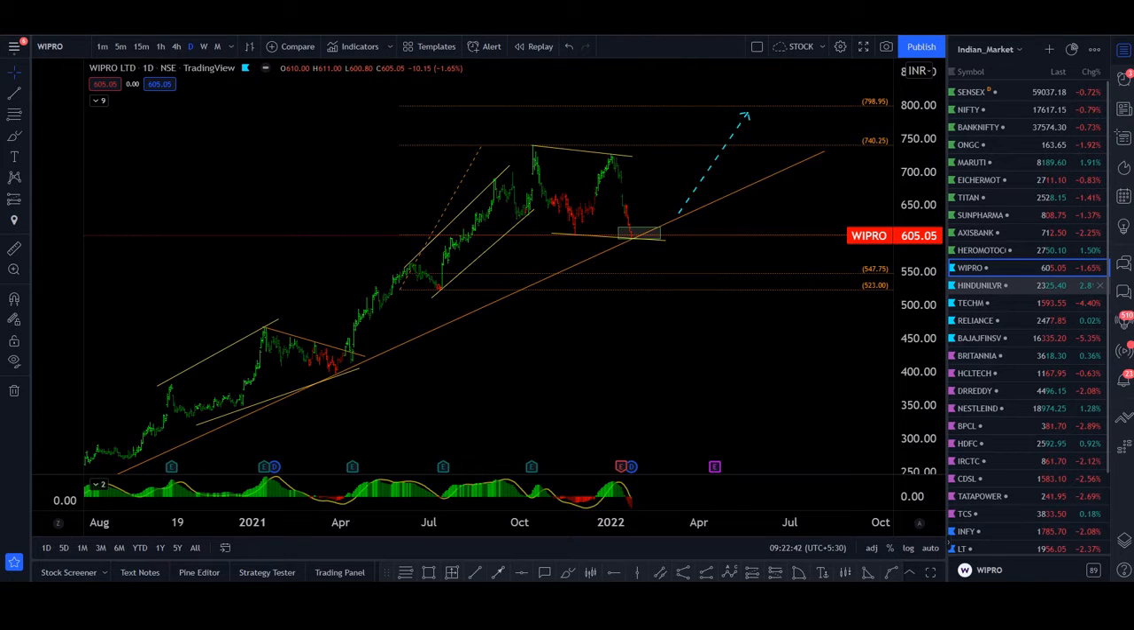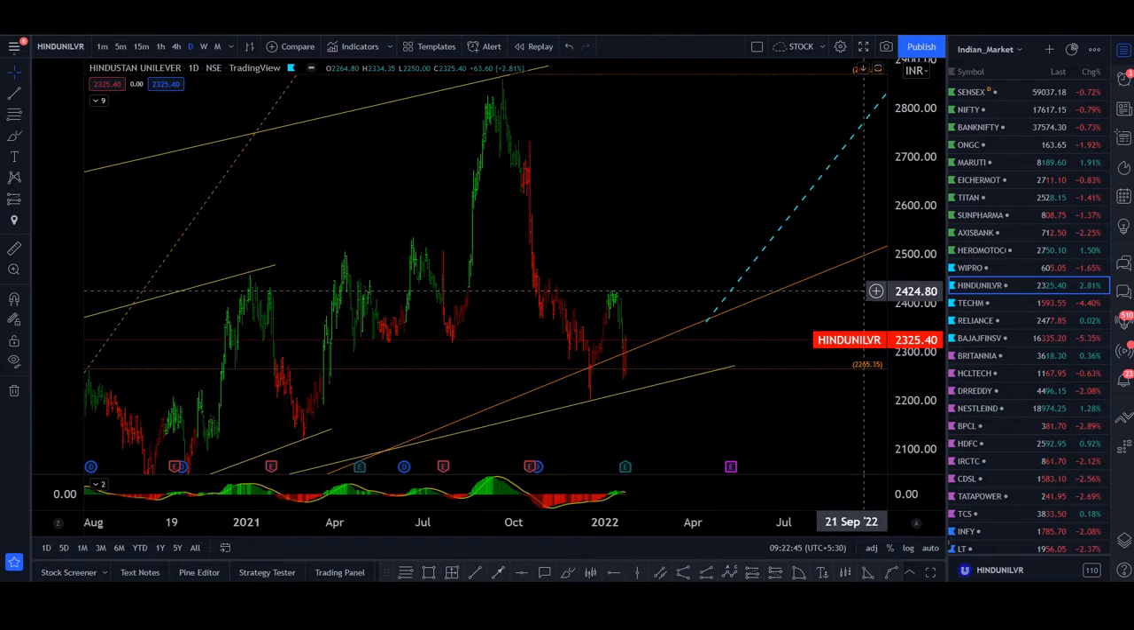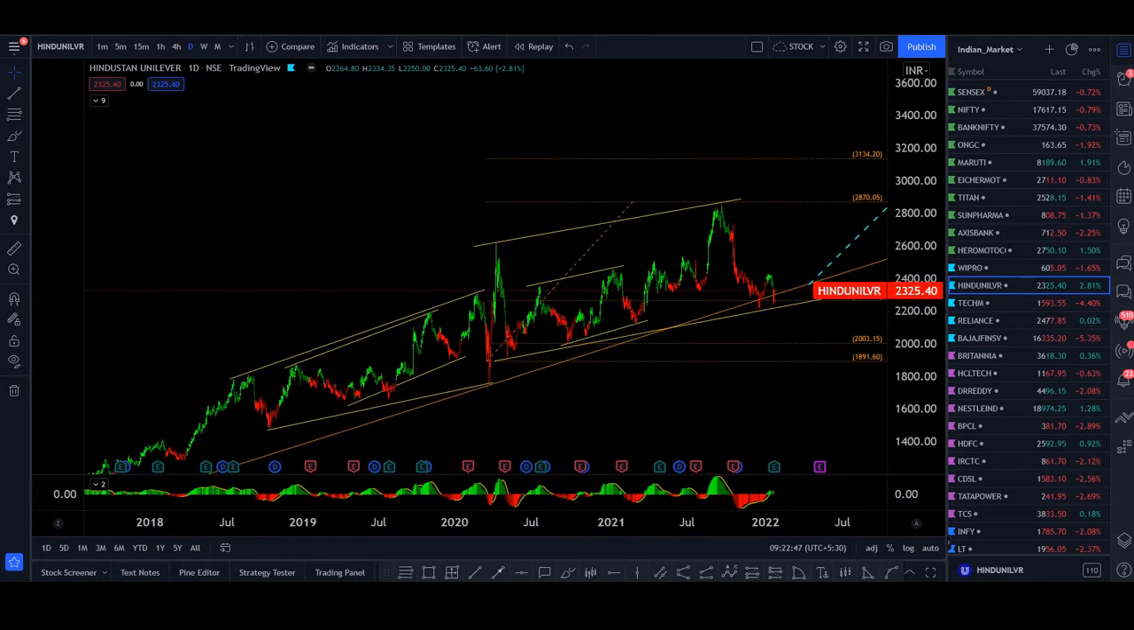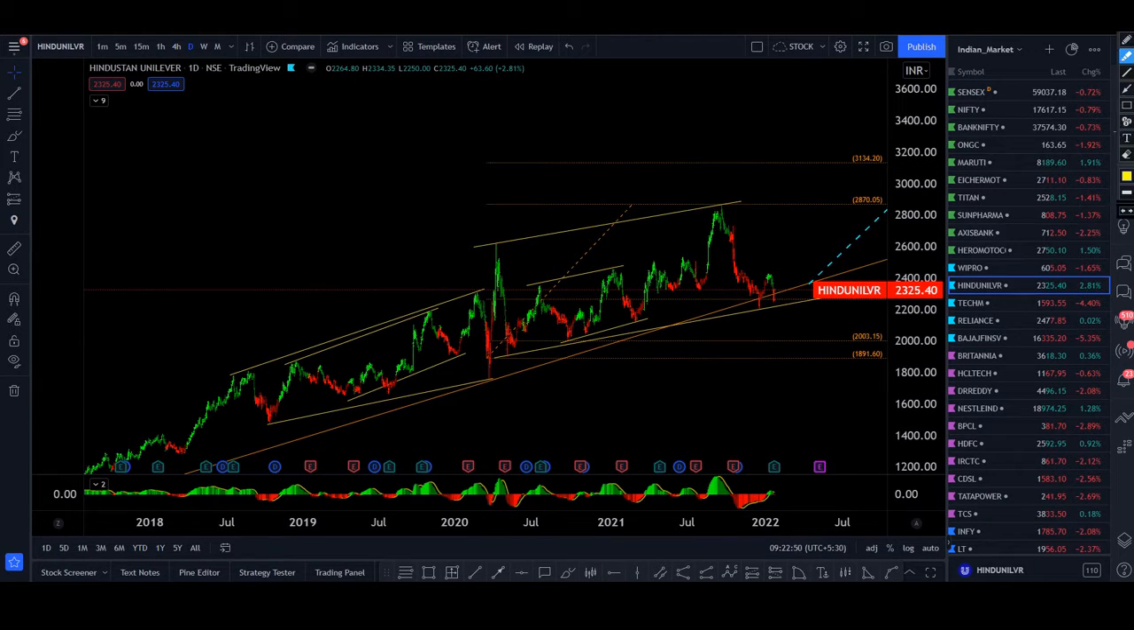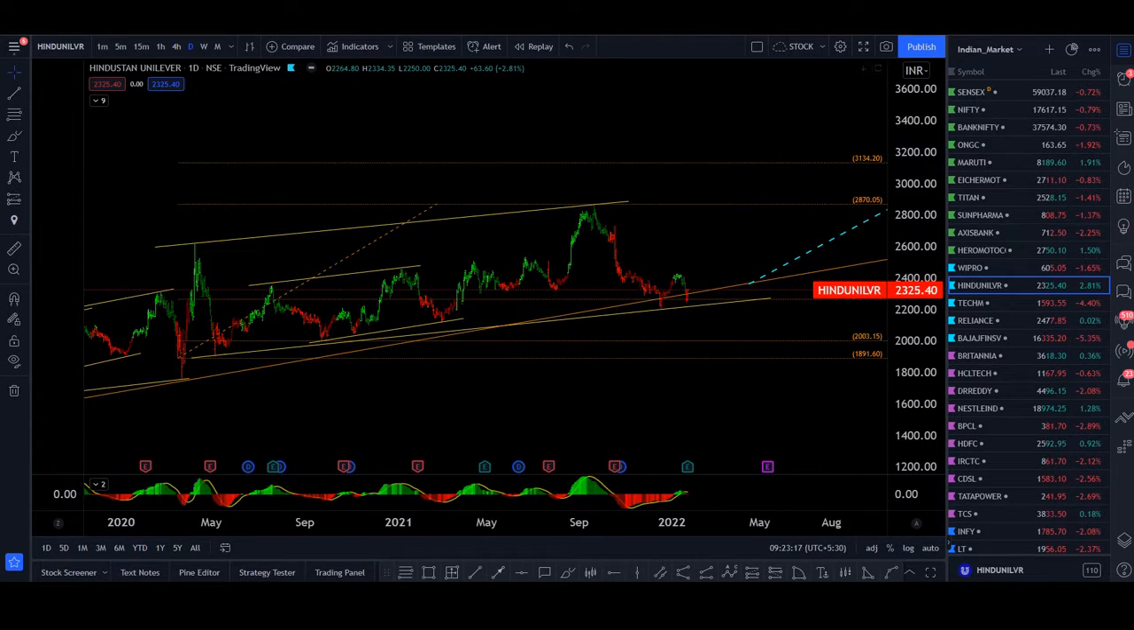Next, coming to Hindustan Lever, it's the same setup. It has completed the impulse followed by A, and then it had a local correction for completing the internal wave. This is B and this is C, and we are seeing an impulse up and consolidation, and maybe we might expect to see a consolidation here before it breaks out. So we are still watching this, and we'll see how it goes in the coming days.